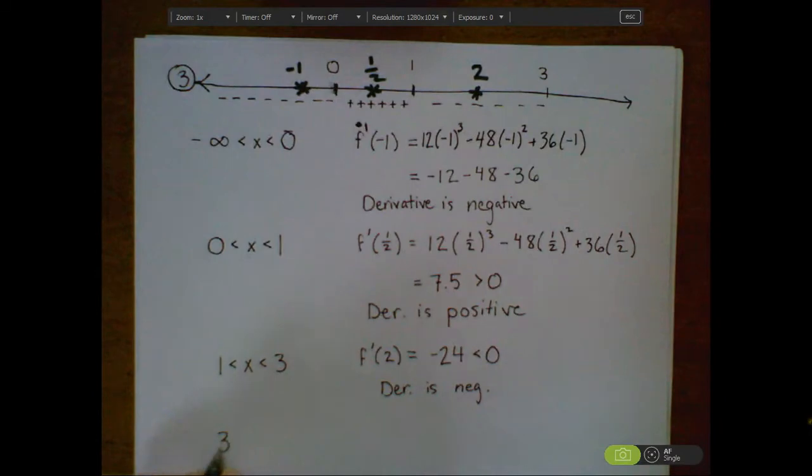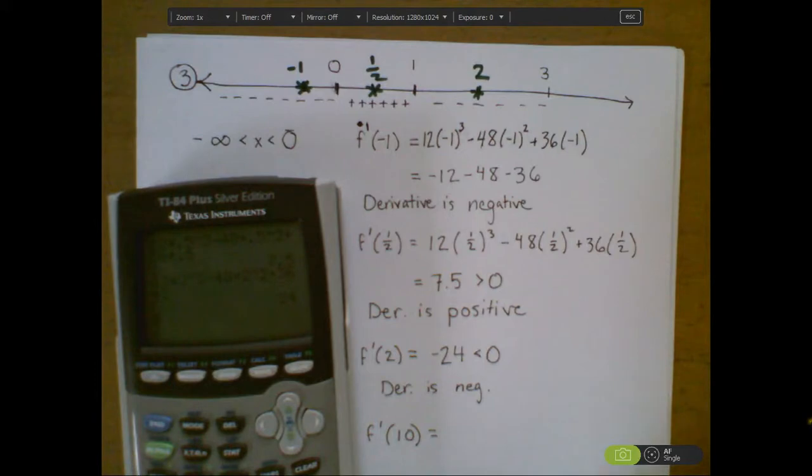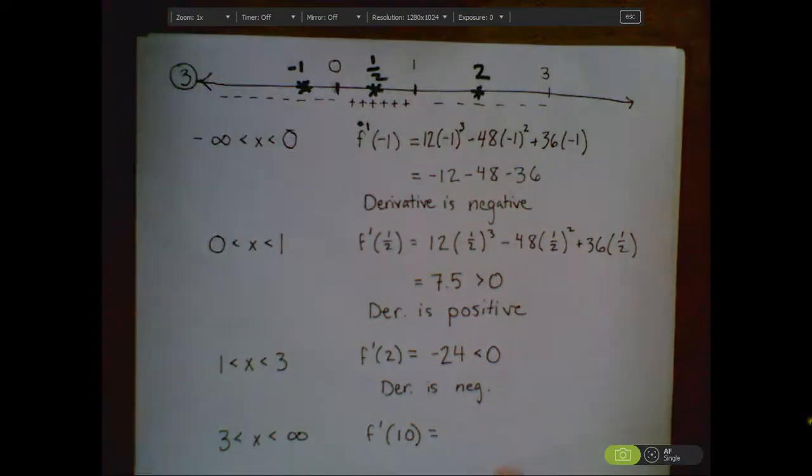And our final interval is for values of x bigger than 3. On this interval, I can pick any value I want. I'm going to pick 10 for no apparent reason, and plug that into our derivative function, and we see that we get 12 times 10 to the third minus 48 times 10 squared plus 36 times 10. We get a really big number. In this case, we actually get 7,560, which is clearly positive.